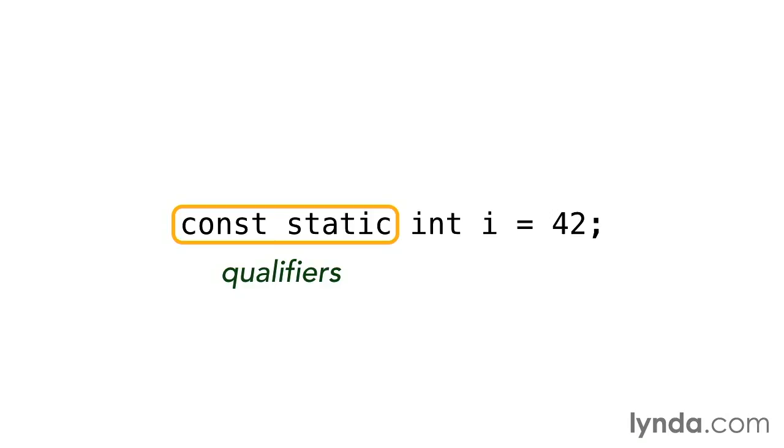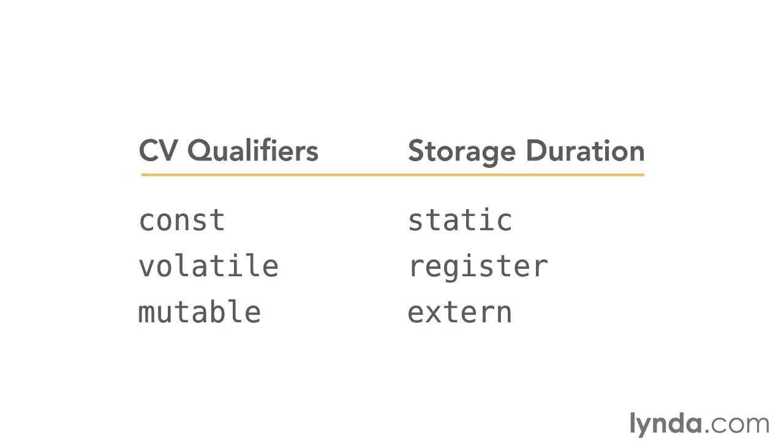They tell the compiler that this variable will be immutable, that's the const qualifier, and that it will have static storage duration. There are two types of CV qualifiers. CV stands for constant and volatile. So const marks the variable as read-only or immutable. Its value cannot be changed once it's been defined.